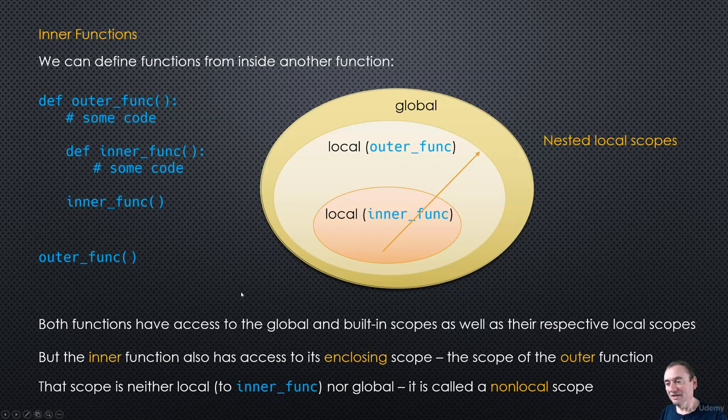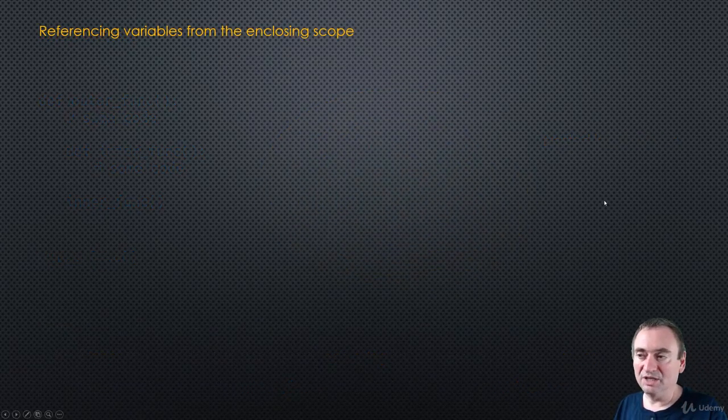So that scope is neither local, right? It's not local to inner func. It's not global either. It is called a non-local scope. And these non-local scopes are nested within each other. So let's see how things work with non-local nested scopes.